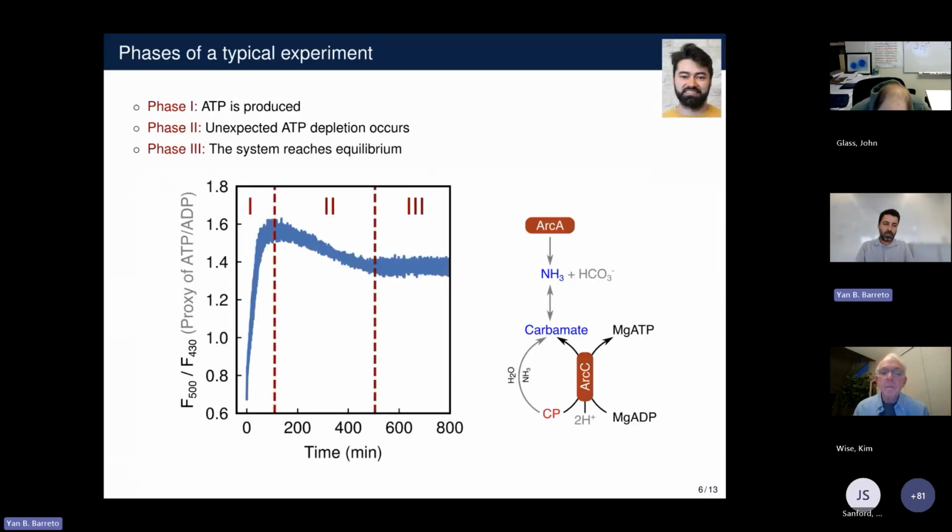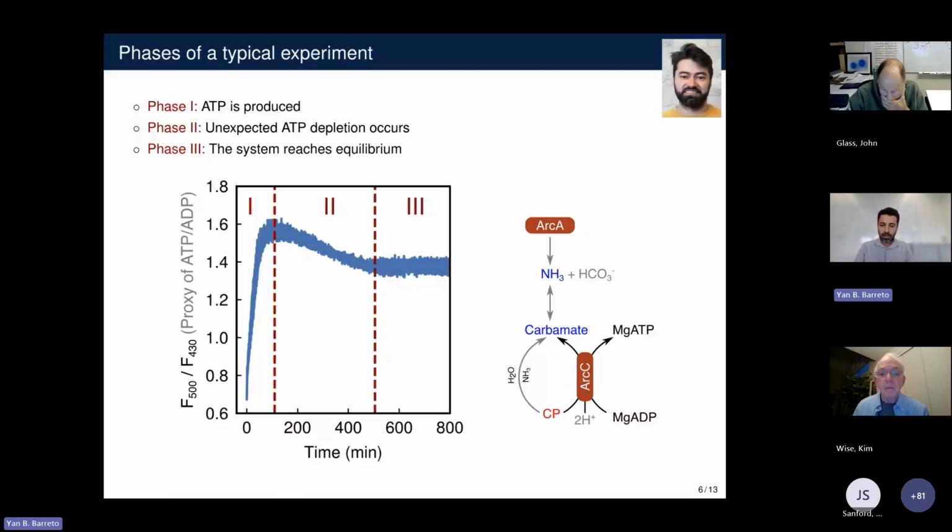This is what a typical experiment looks like. On the vertical axis, you are seeing the ratio of Perceval, which is basically the ATP to ADP ratio. We have a calibration curve to convert between them. When we add arginine to the outside of the vesicles, we have a phase number 1 in which ATP is produced, and then a second phase in which ATP is converted back into ADP, and then we finally have an equilibrium. In this system, we only have ATP production inside the vesicles, but we don't have anything to consume the ATP so far. That's why the ATP accumulates.